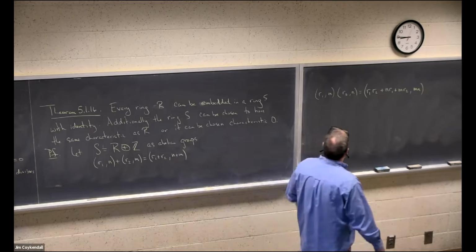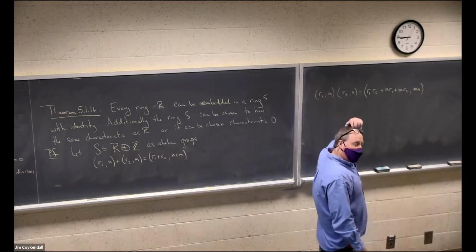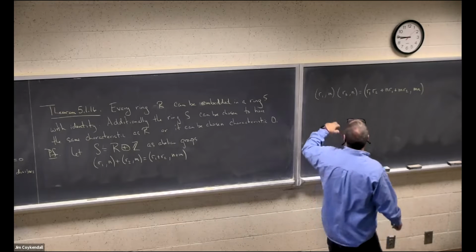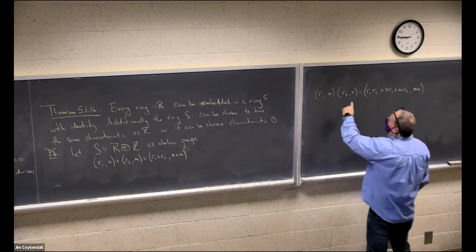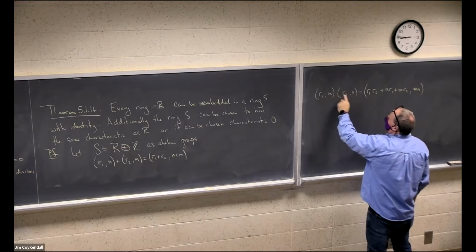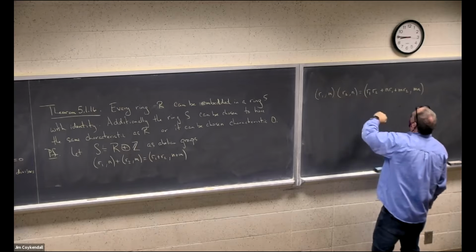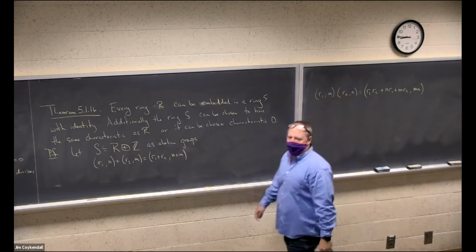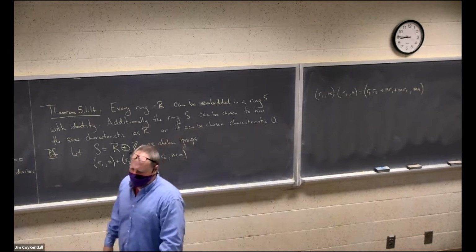Now, exercise. Check if this is a ring, right? See what you did. It's almost like you foiled this out, right? R1, R2, R1N, MR2, and then you forgot about the MN. You just stuck it in the second coordinate.